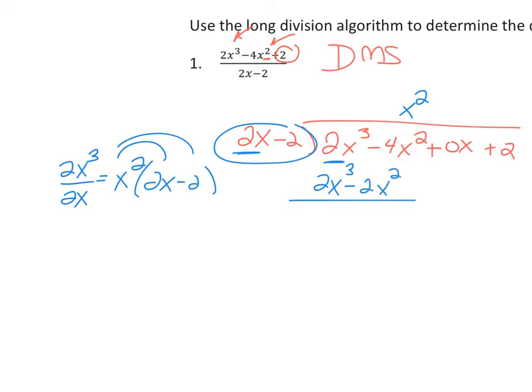And I'm lining that up with my proper exponents. I divided, I multiplied, now I'm going to subtract. So I'll change this to a minus sign and this to a plus sign. And this will go down.